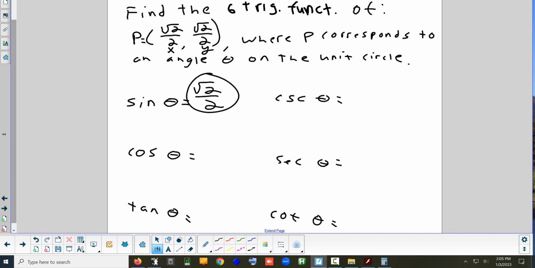Jackson, what's my formula for cosine? Oh, it's the same thing. Because it's which letter? Because it's x. It's just a coincidence that they're the same this time. But x is the same.